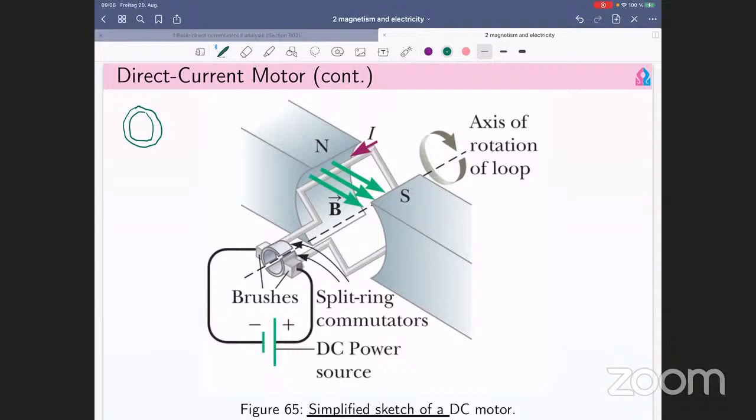If you have the ring like this, it's also used in advanced motors. It's called a slip ring, and usually people prefer the slip ring instead of the split ring. And what is a split ring?